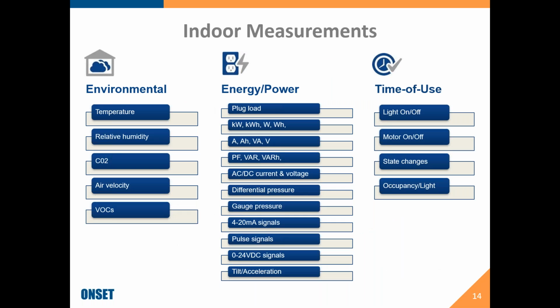On the indoor measurements, typically down the left-hand side of the page, you'll see temperature, relative humidity, carbon dioxide, air velocity, and VOCs is also offered. Energy and power measurements, we have a plug load data logger that's used with anything that's plugged into power, like any kind of vending machines, for example. Kilowatt hours can be measured with multiple methods in our data loggers, depending on how you want to get the data. You'll see that list of energy and power measurements.